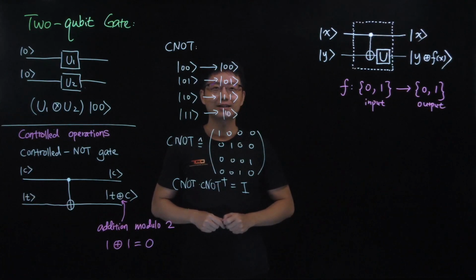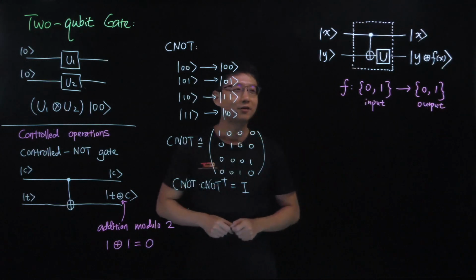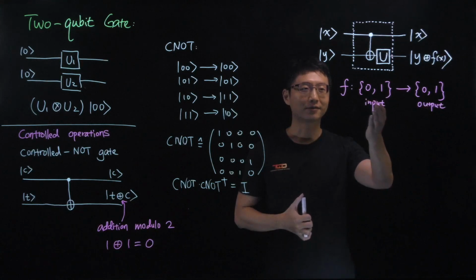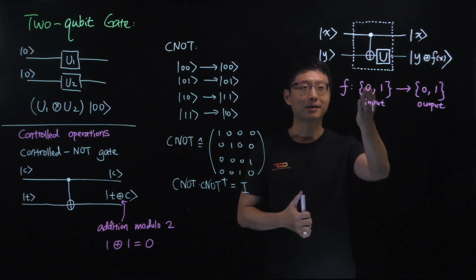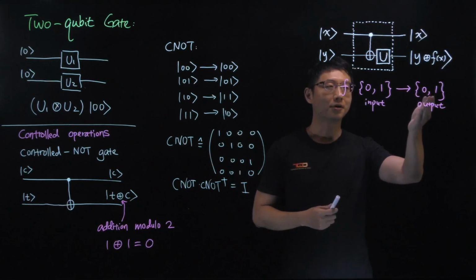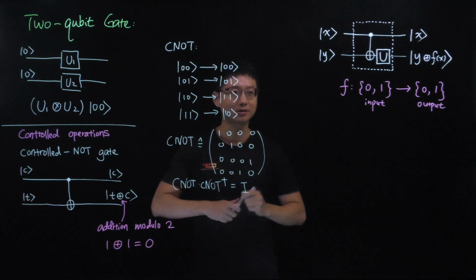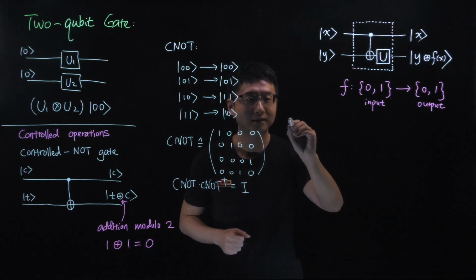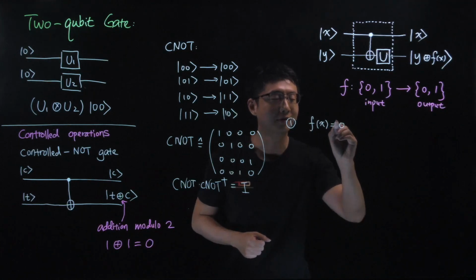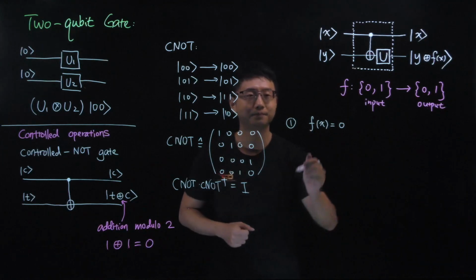The CNOT gate can also help us to evaluate certain types of functions. So for simplicity, let's consider this example where the function is defined only on the input being either 0 or 1, so it's a bit, and the output is also either 0 or 1. There are altogether 4 such functions that are possible. The first one is that the function is always equal to 0, the output is always 0, doesn't matter whether the input is 0 or 1.